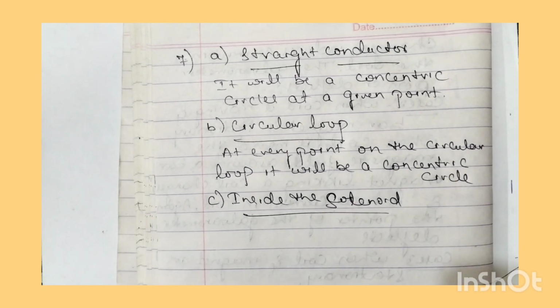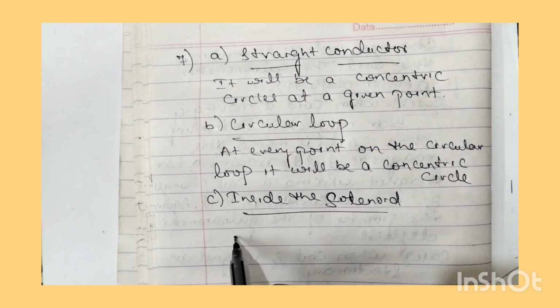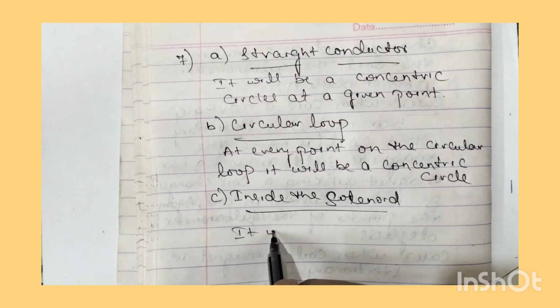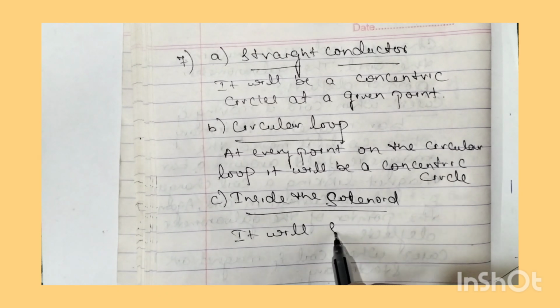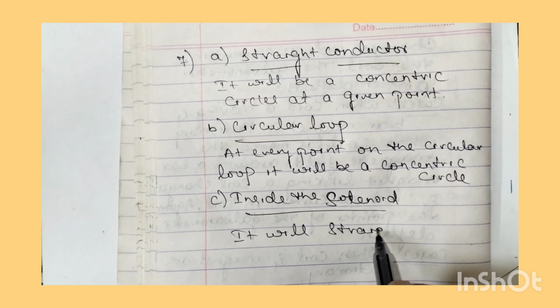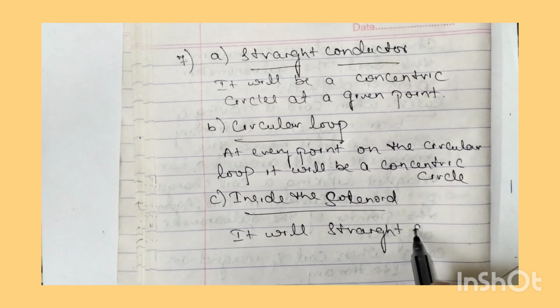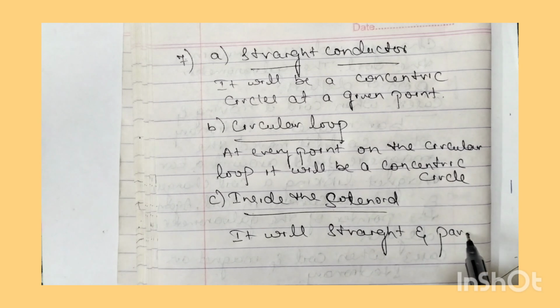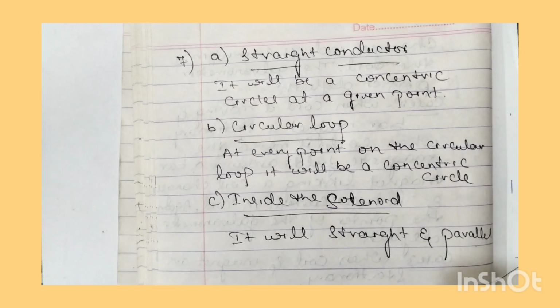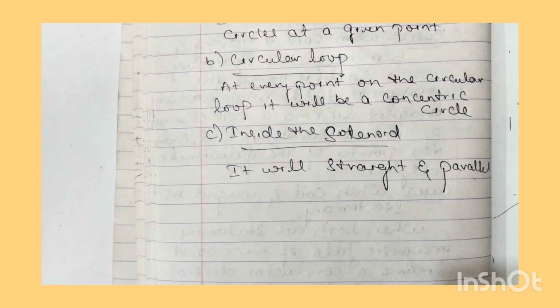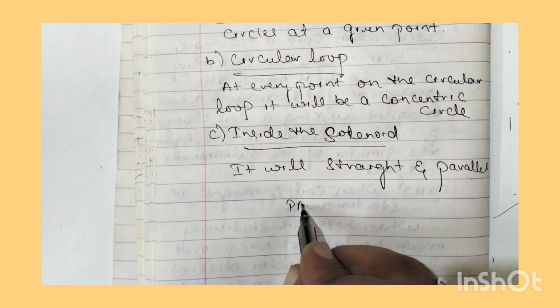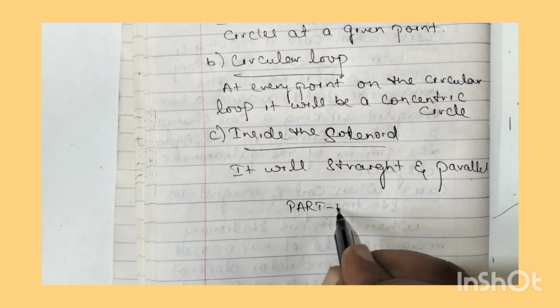Then what about the magnetic field pattern inside the solenoid? It will be straight and parallel. So by this we have answered all the questions related to physics.